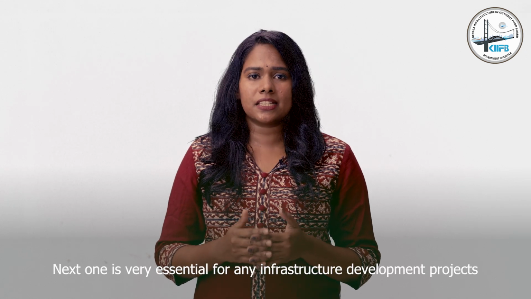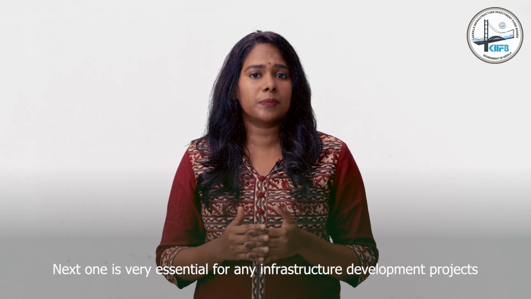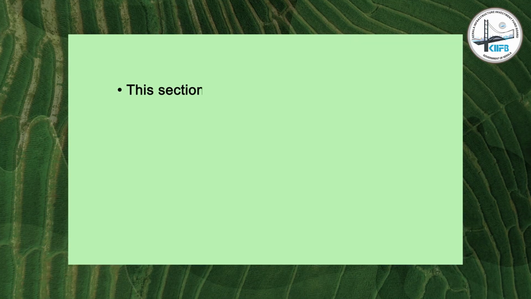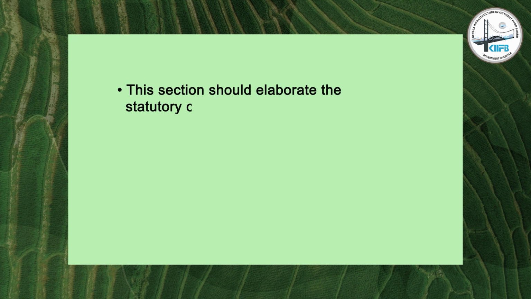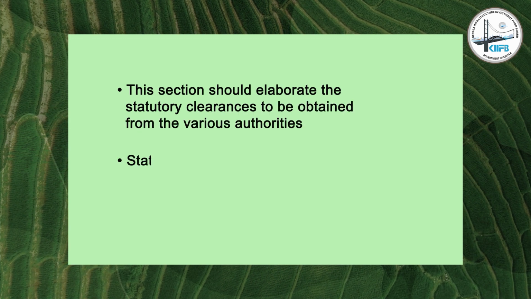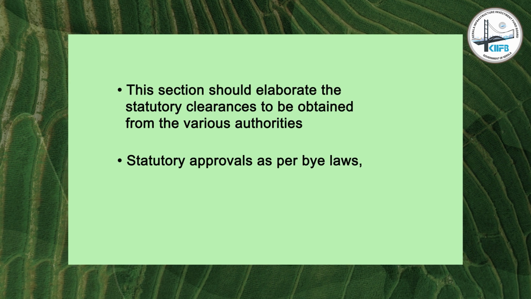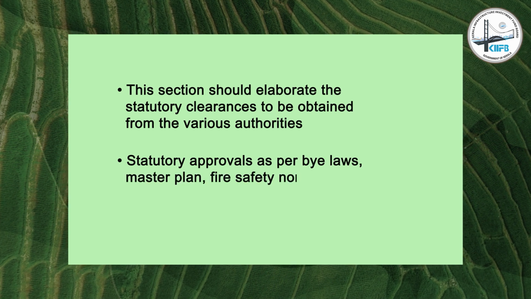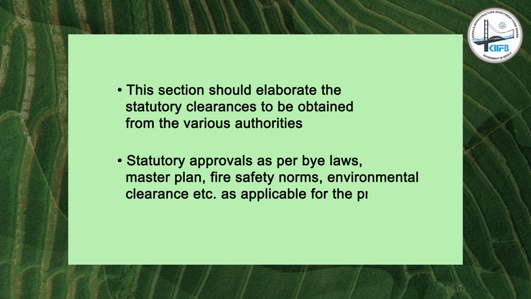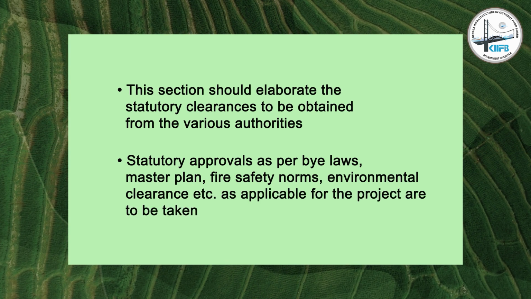Next one is very essential for any infrastructure development projects to initiate the execution process. This section should elaborate the statutory clearances to be obtained from the various authorities. Statutory approvals as per bylaws, master plan, fire safety norms, environmental clearances, etc. as applicable for the project are to be taken.